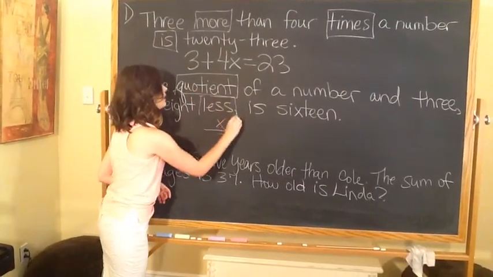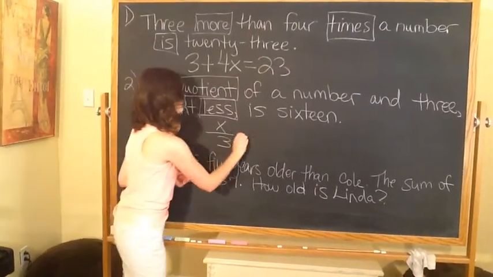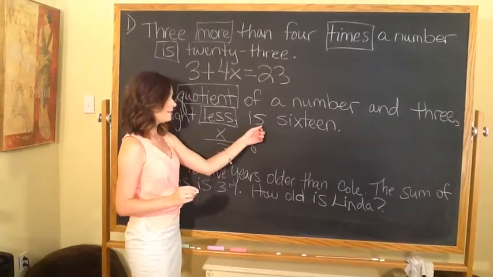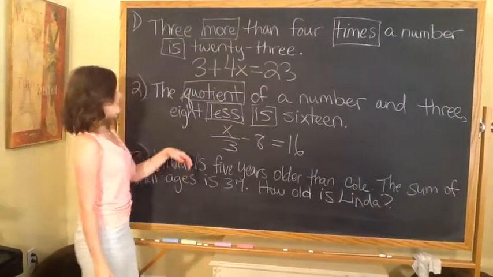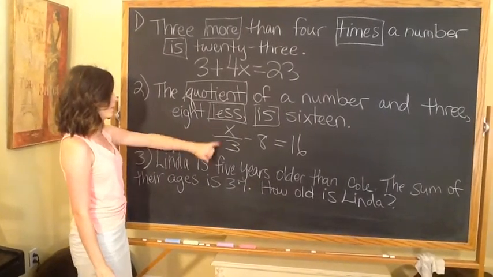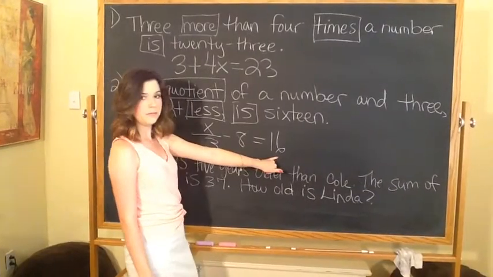So when I see the word less, it means subtract. So I'm going to subtract 8. Is, which means equals, 16. So this is the quotient of a number and 3, 8 less, is 16.